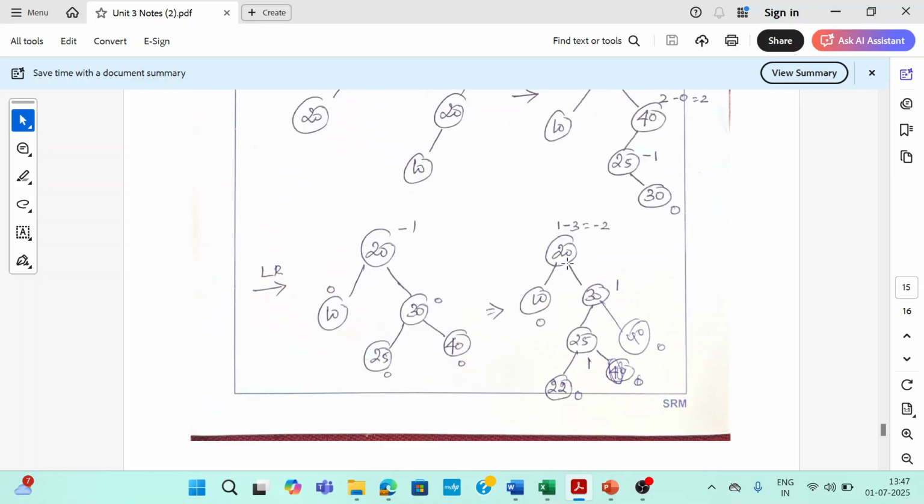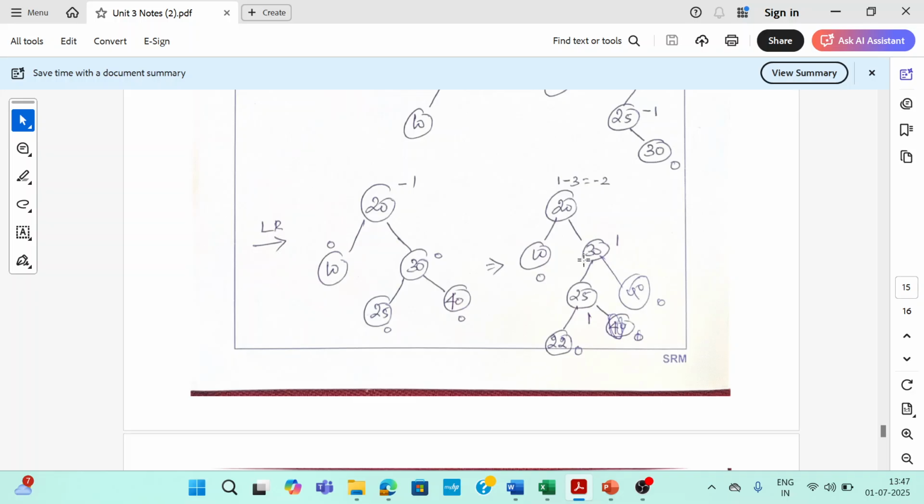So now we should consider the right-left rotation. But generally what we tend to do is take 20, 30, 40. But we should not do that. Why? What's the reason? Because for 30, the left side is much heavier than the right side. So we should perform right-left rotation. So 20, 30 and 25 should be considered.